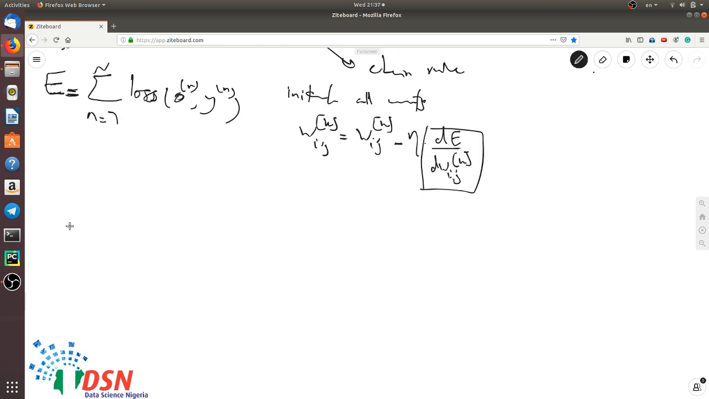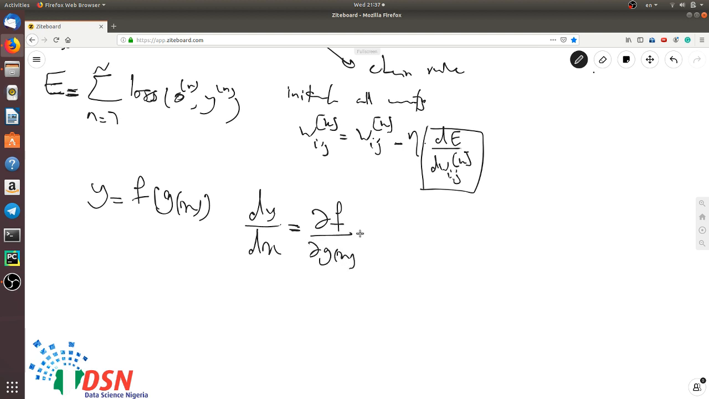Okay, so we need to refresh calculus a little bit. To review the chain rule, if we have a nested function, let's say f of g of x, and you want to calculate the derivative of y with respect to x, then you could write that as the partial derivative of f with respect to g times the derivative of g with respect to x, right?